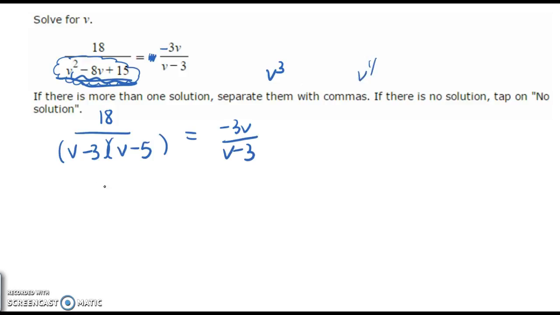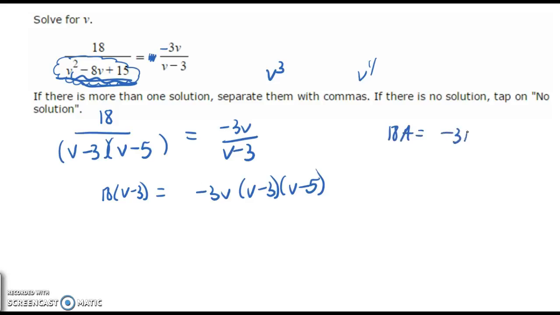Because then when I start to multiply things through, I get 18 times v minus 3 equals negative 3v times v minus 3 times v minus 5, and you might be thinking to yourself, that doesn't look any better at all. But just like if I had a problem that had an 18a on one side and a negative 3a on the other, I can cancel off these a's. Same idea here, I can cancel off these v minus 3's. Essentially what I'm doing is dividing both sides by v minus 3, and they're both canceling out. That's going to leave me with 18 equals negative 3v times v minus 5.